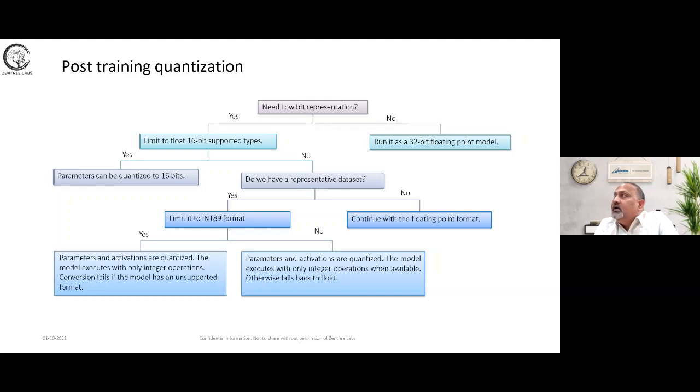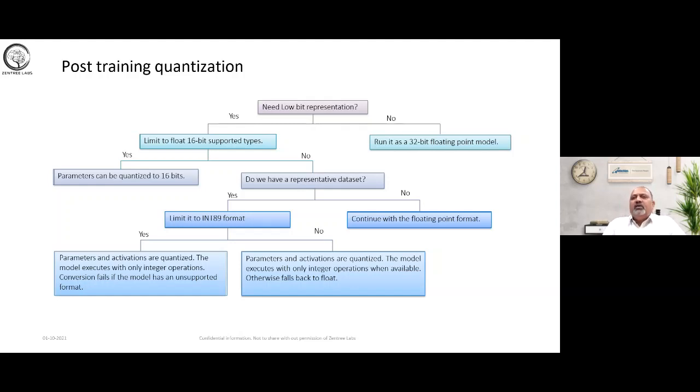It's not 89, it is int8 format actually. That's a correction. And if yes, parameters and activations are quantized, and the model executes with only integer operations. This is mostly expected these days, and people are going even beyond 8-bit in certain scenarios. Until 3 years back, even people were crazy saying that they had a 1-bit model. Some people were saying we need a 4-bit model or something like that. It all depends on what they wanted to do.